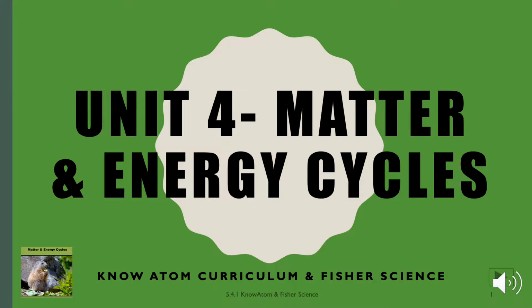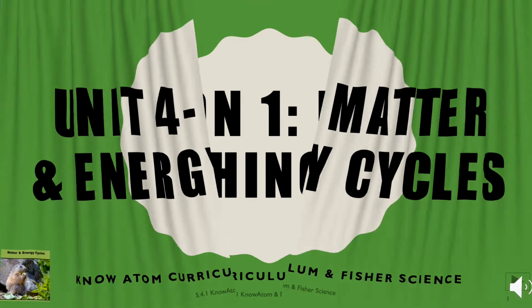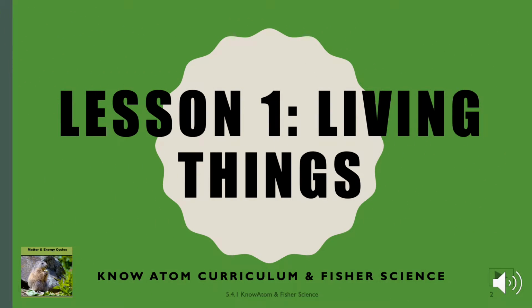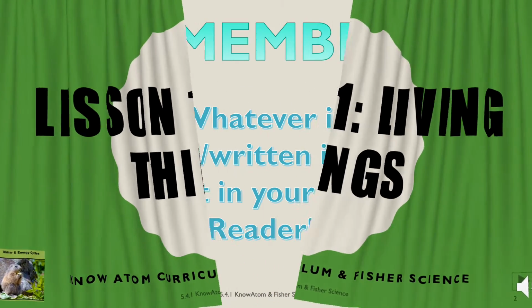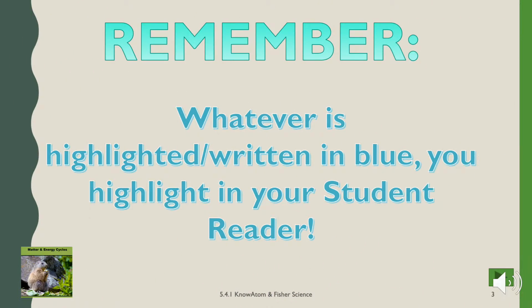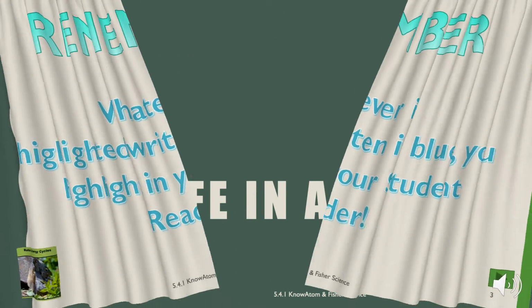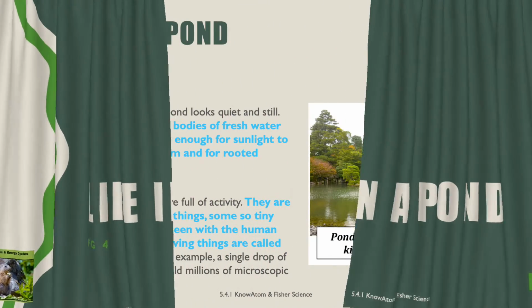Alright, so we are going to be reading through and talking about the first lesson of Unit 4, which is Matter and Energy Cycles. So our first lesson talks about all living things. In this PowerPoint, anything that is highlighted or bolded in blue is going to be something that you are going to need to highlight in your student reader. So make sure you have the right student reader out and that you have something to highlight or underline with.